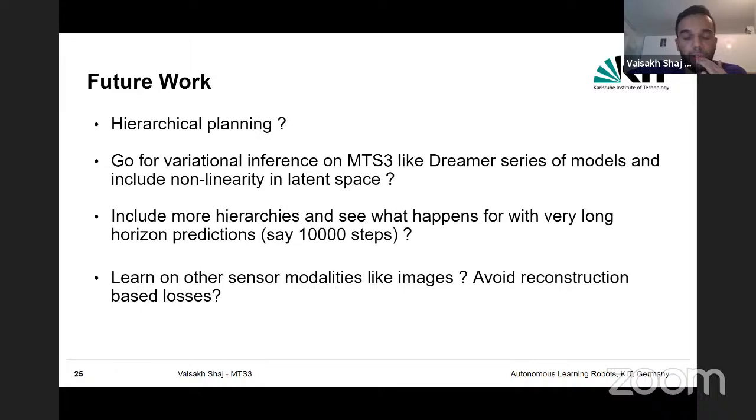So what happens when you use image-based models? Currently we have a reconstruction-based loss. So should we avoid this reconstruction-based loss and things like that?